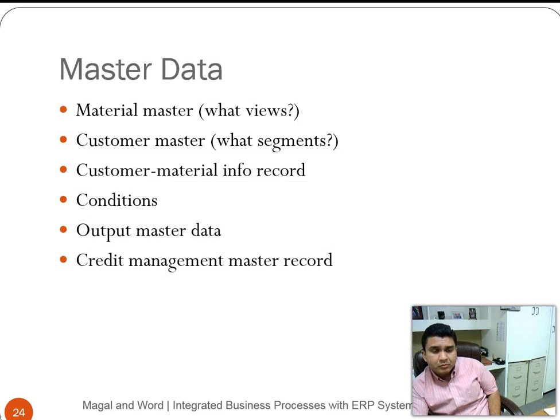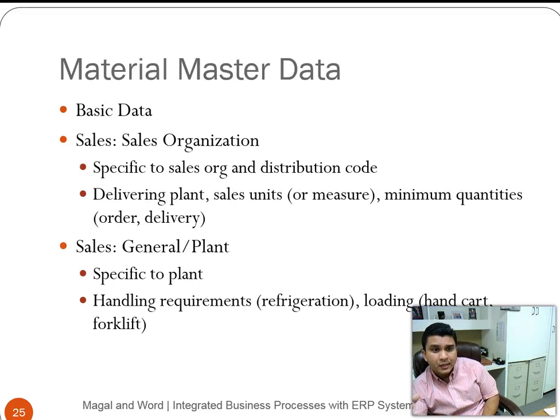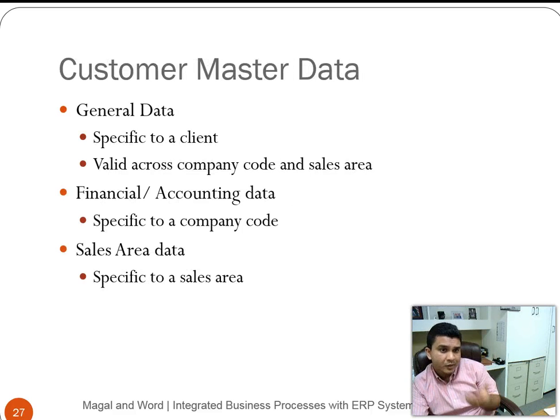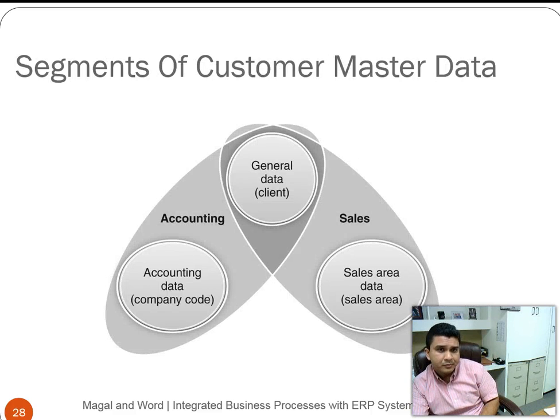Of course, coming to the types of master data, you could have materials master data, you have customer data, customer material data, conditions data, credit management data, output master data. This is what the definition of material master data is also given in the textbook. These are the examples of master data. You can read through them. This is customer master data. Then this is a good pictorial depiction of what the different customer master data could look like.